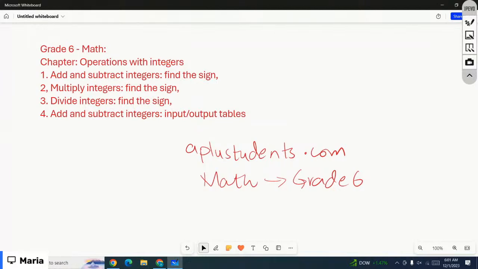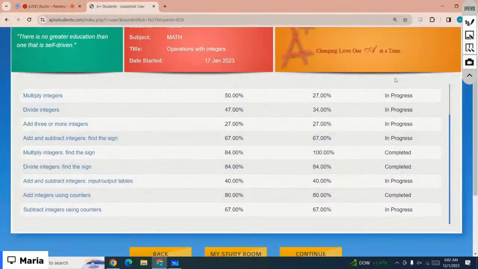We're going to start with the chapter operations with integers. And the lessons we're going to cover today are add and subtract integers, find the sign. Multiply integers, find the sign. Divide integers, find the sign, and add and subtract integers, input output tables. Make sure you have your notebook and pencil so that you can note down the important examples and definitions as well, right? Let's just start with the first lesson, that is add and subtract integers.